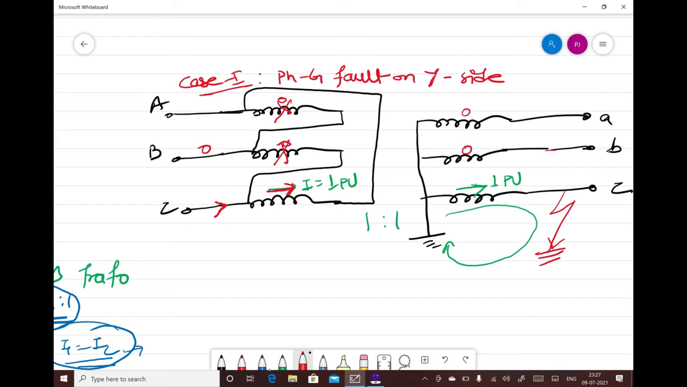But if phase A is forcing the current from this path, then the direction of these two currents will be reversed. So the only possibility is that C phase will force the current, and this is your current from this side. Now once there is a current forced from this C phase, in this winding this current can go either this way or this way, but current cannot go this side because this is open circuit. So the only path for this current is through this winding.